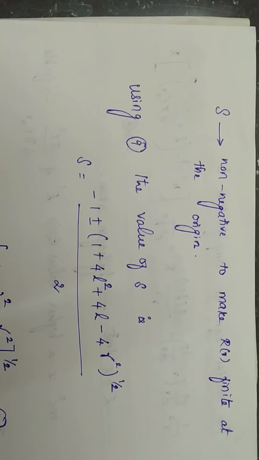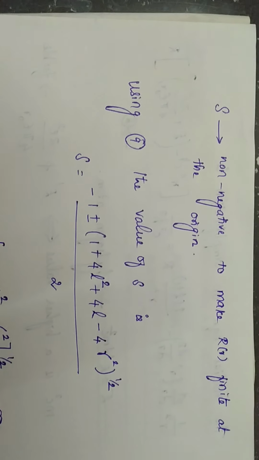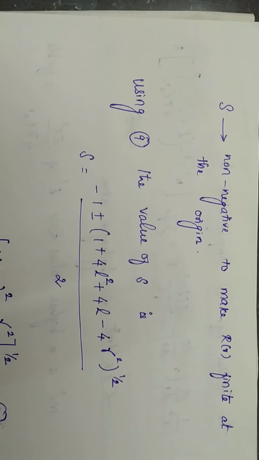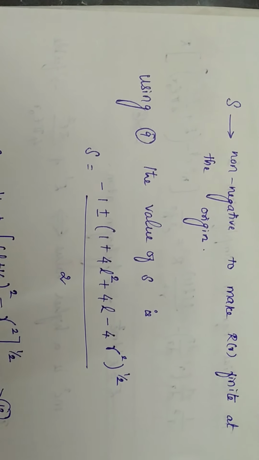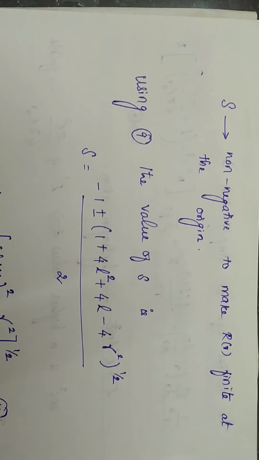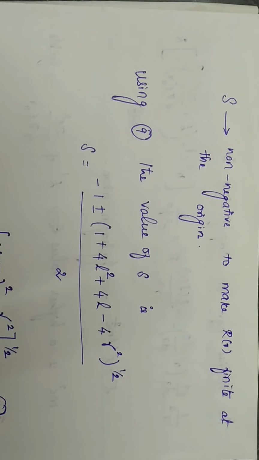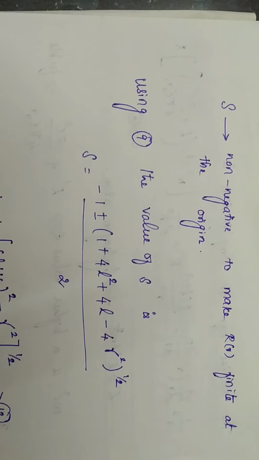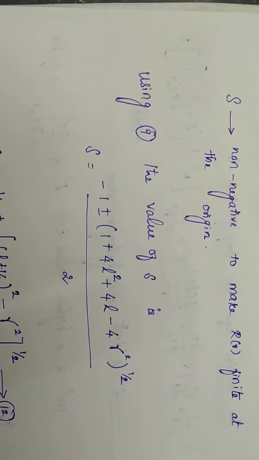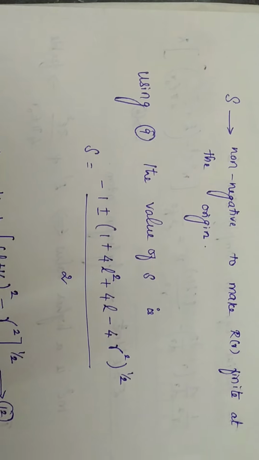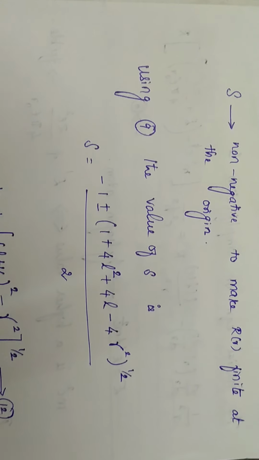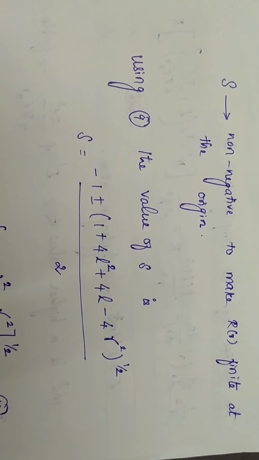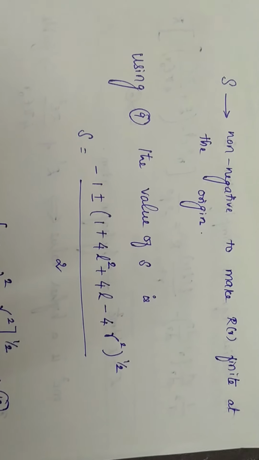S should be non-negative to make R of r, that is the radial function, finite at the origin. For the radial function to have a finite value at the origin, s should be a non-negative factor. S should not be a negative one, it can be a positive one or 0. Only then R of r will be finite at the origin.